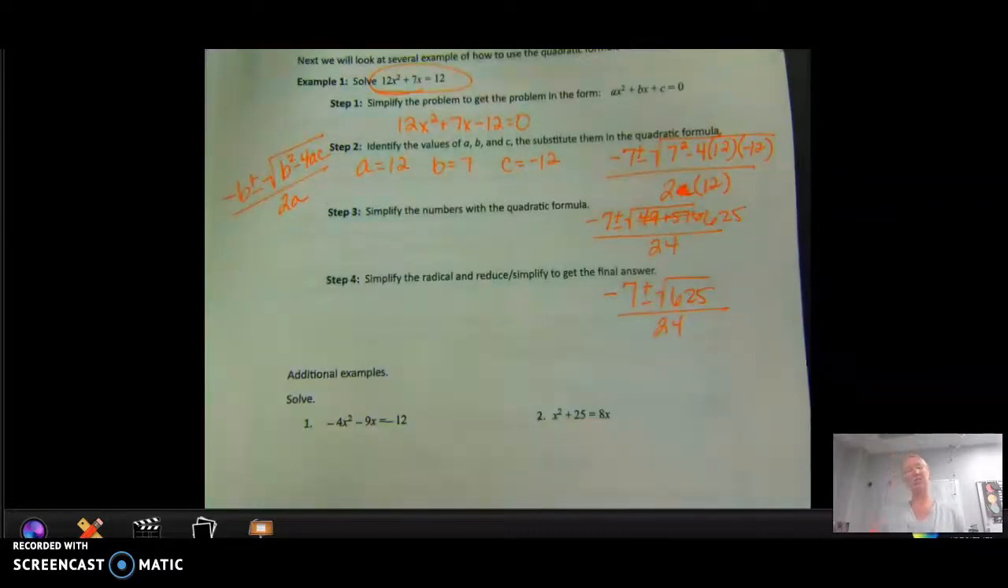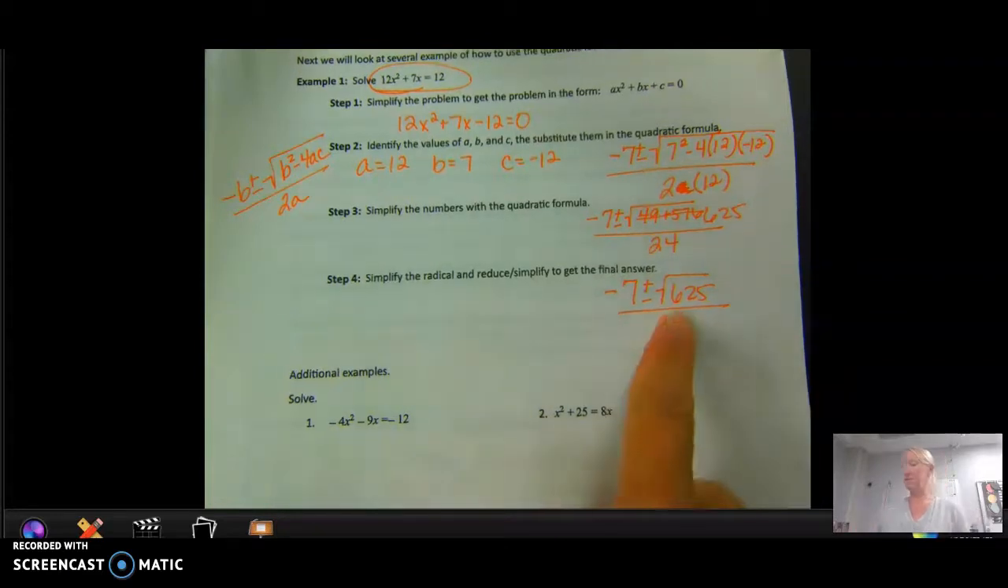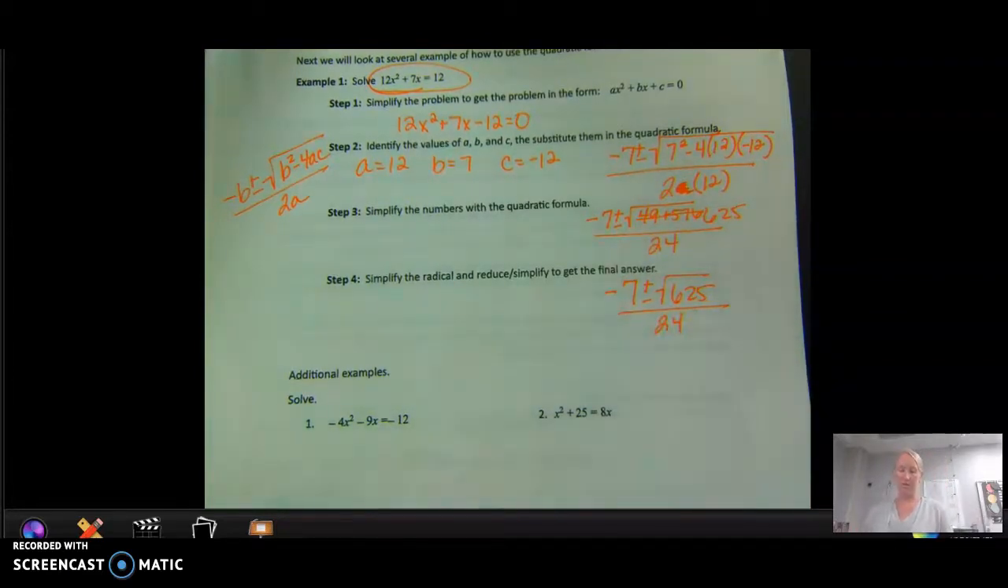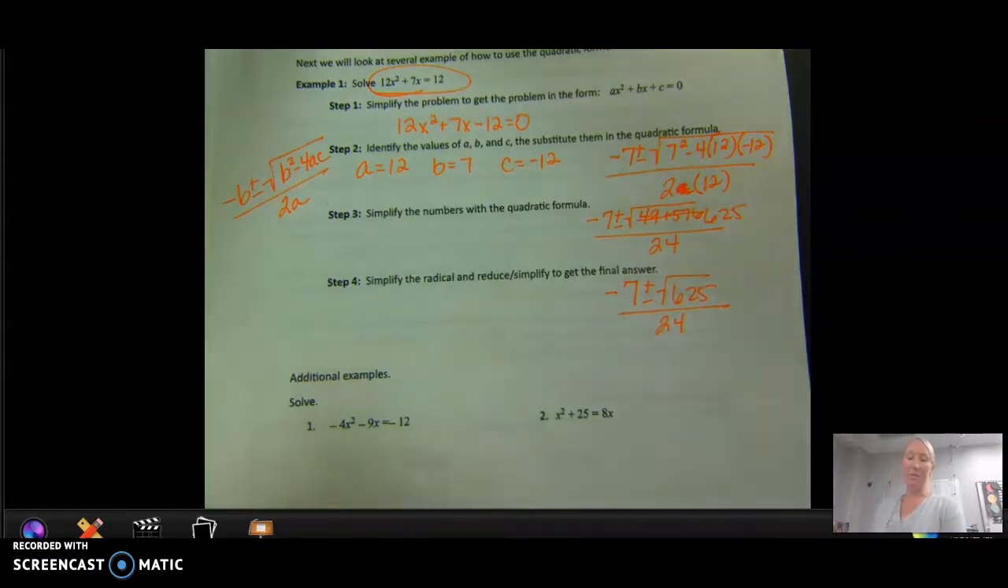Next step, so essentially I'm doing order of operations. Next step is I have to take the square root of 625. Sometimes it's going to be a whole number, sometimes it's going to be a decimal. If it's a decimal, read your question first to decide whether it wants it to the nearest tenth or hundredth. In this case, I get a whole number of 25.